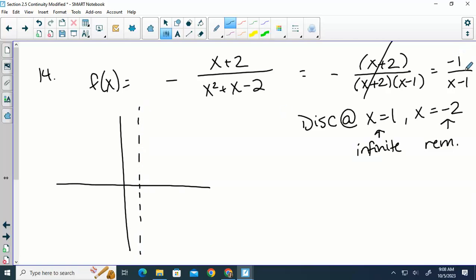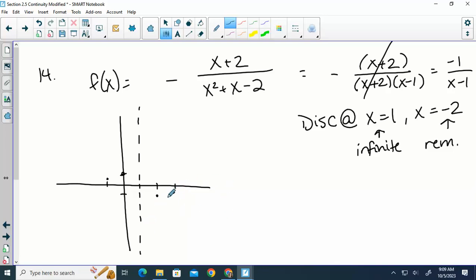Okay, if I put in 0, I get 1. If I put in -1, I get 1/2. If I put in a 2, I get -1. If I put in a 3, we get -1/2. I mean, you could certainly use a calculator to kind of help confirm this.